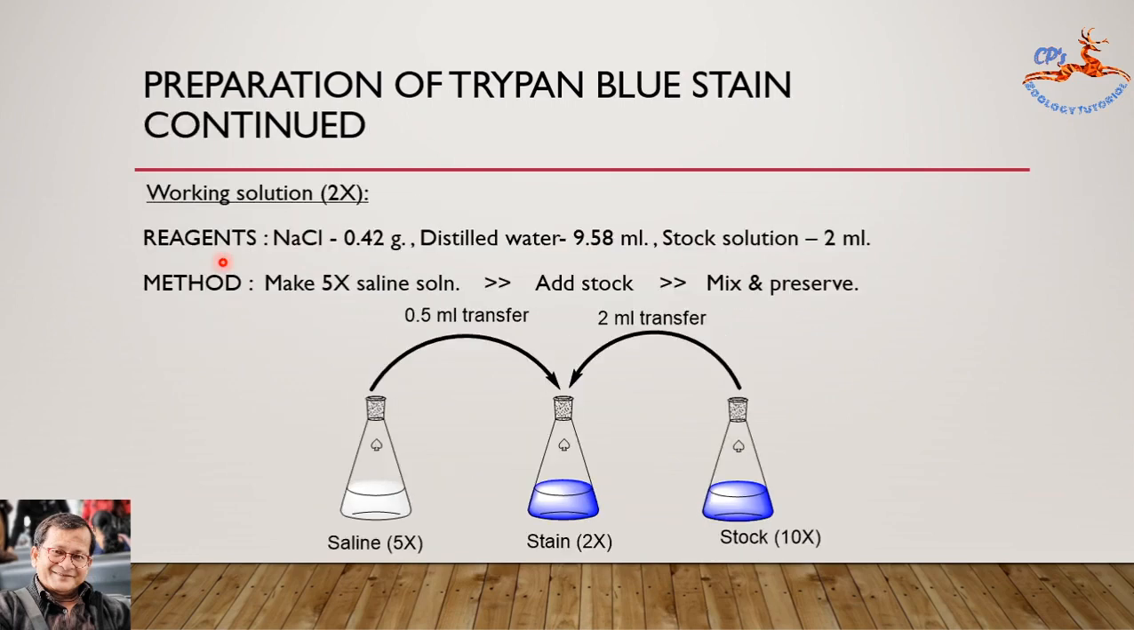Now let us prepare the 2x working solution. It requires reagents like sodium chloride, distilled water and the stock solution. In a conical flask, 0.42 gram sodium chloride is mixed with 9.58 ml of distilled water. This mixing is done by shaking the mixture.